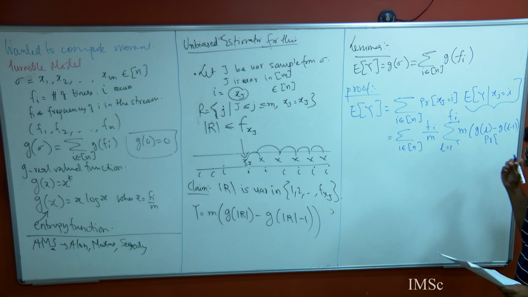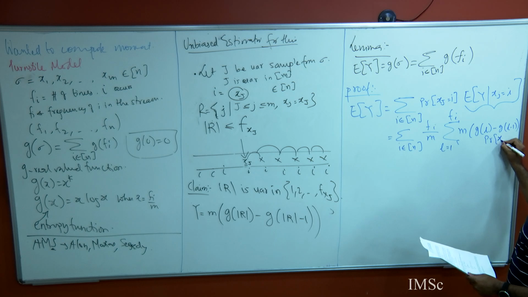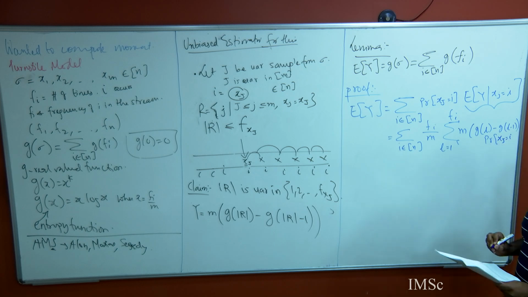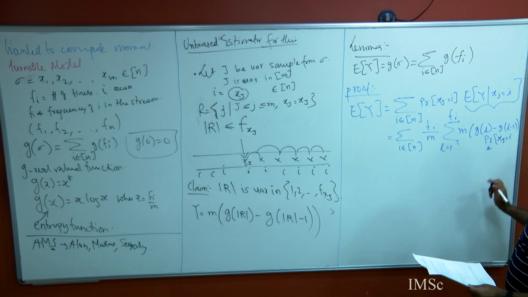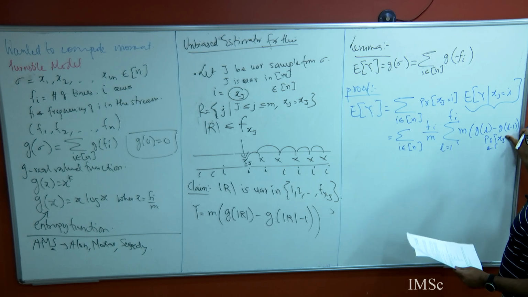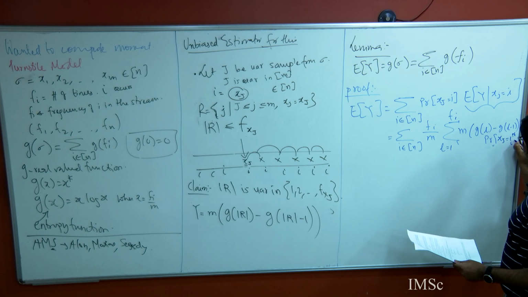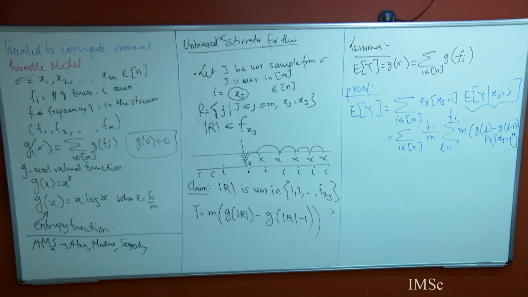So how do I say this? I mean the probability that xj equal to i and xj is the Lth i. Okay, and this we know is just 1 over Fi.